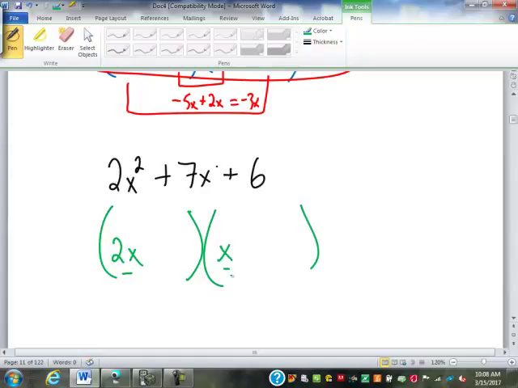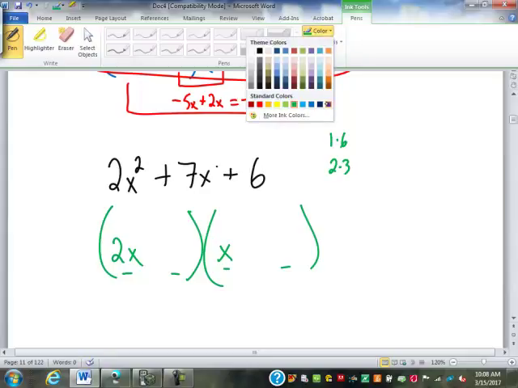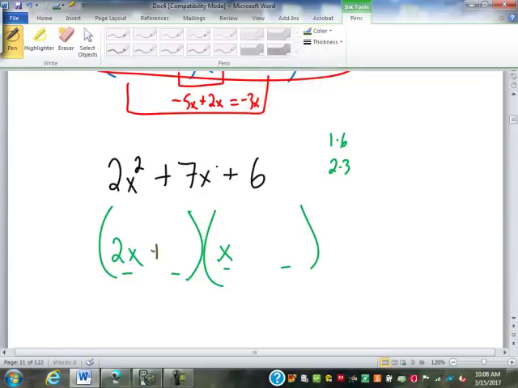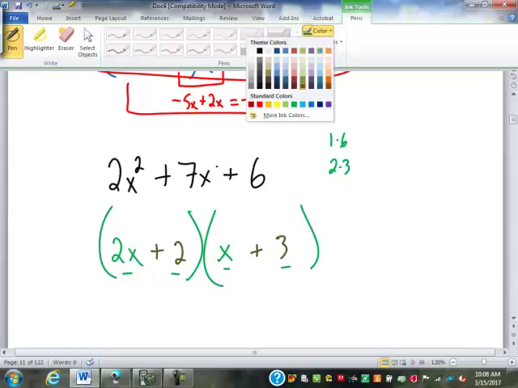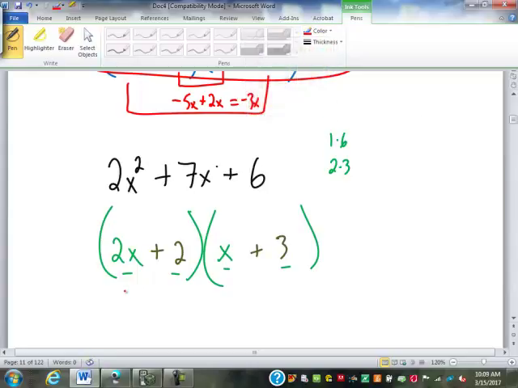So it'll be 2x times x. The last numbers now have to multiply to make 6. So that's either 1 times 6 or 2 times 3. Okay, the 2 times 3. Now, some of you are going to want to yell out here, but I'm going to do this on purpose for a second here. When I go to check this, on the outside, I've got 2x times 3 is 6x. On the inside, I have 2 times x is 2x. That adds up to 8x. Is that what I wanted?